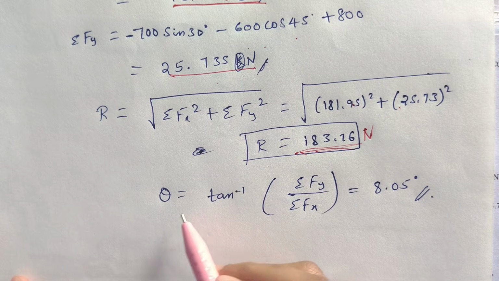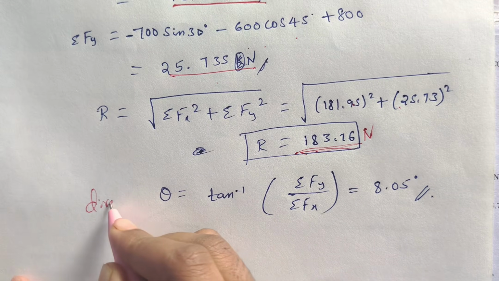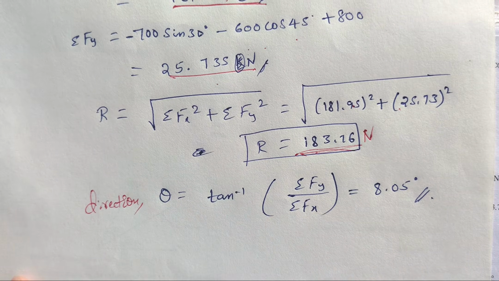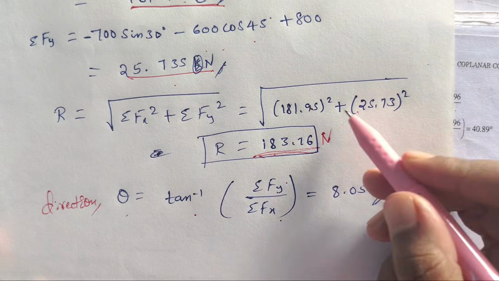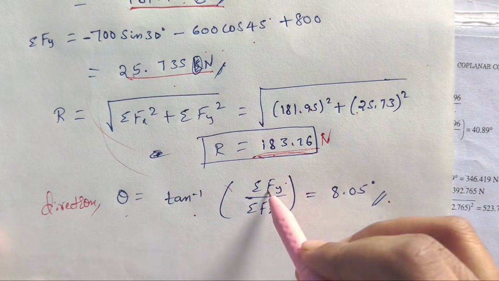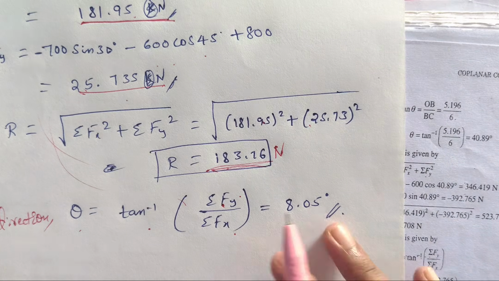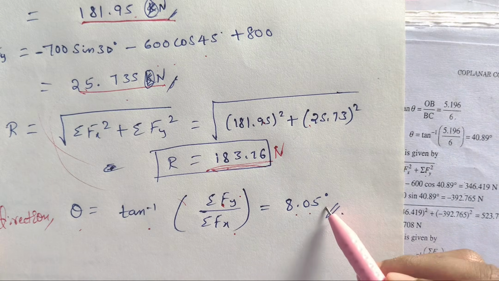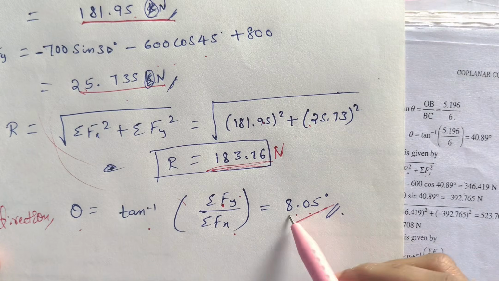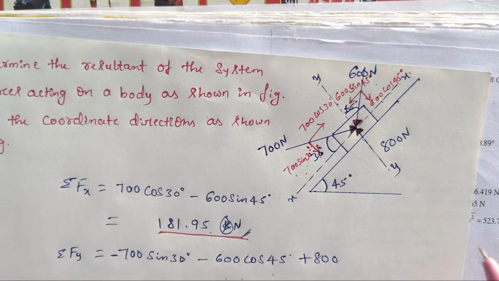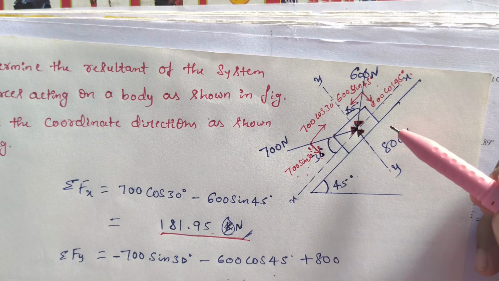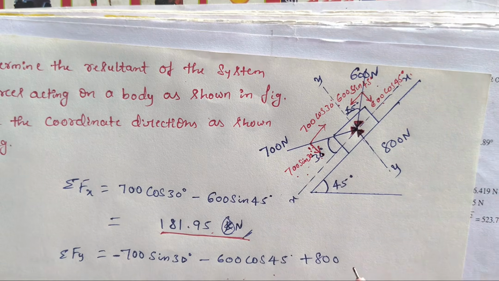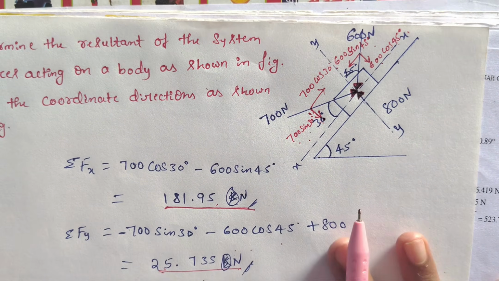Next, coming to the direction, that is theta equals tan inverse of sigma Fy by sigma Fx. Substitute these two values and you will get it as 8.05 degrees. I hope you are clear with this. All the steps are easy, they just give it to make you confused. Don't get confused. Solve all the horizontal and vertical components, then it will be easier for you.